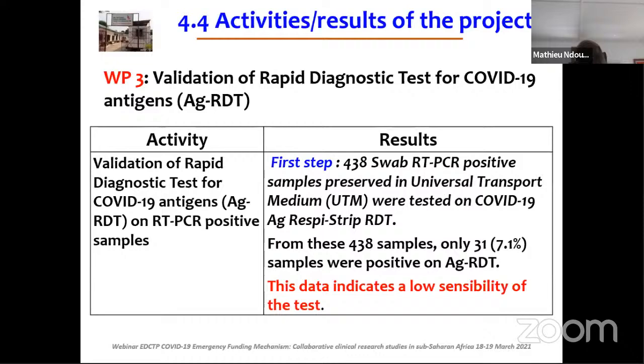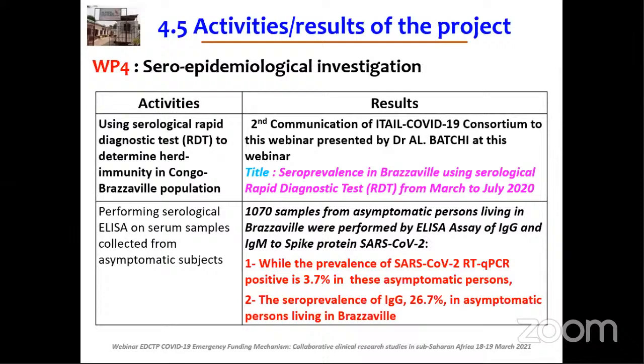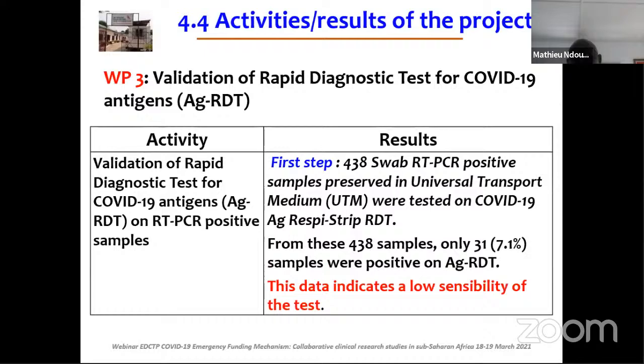In work package three, validation of rapid diagnostic tests for COVID-19 antigen, we have tested 4,038 samples, but only 31 were positive. This data indicates a low sensitivity of this test, but we continue to evaluate this, and more than 1,000 samples were tested.